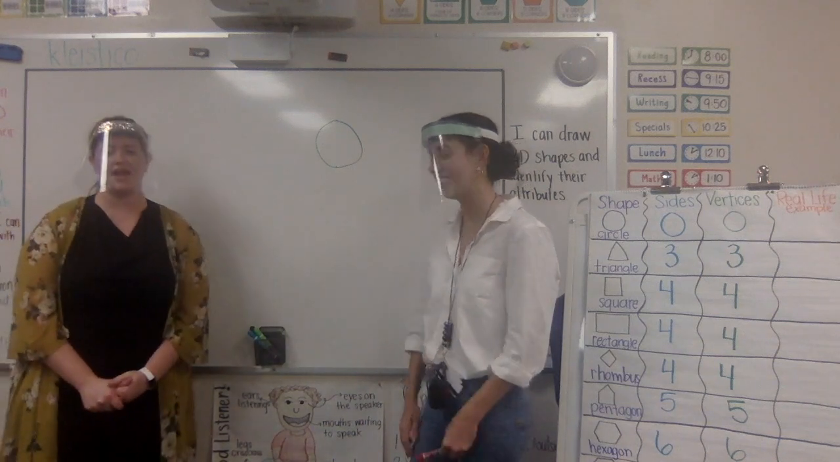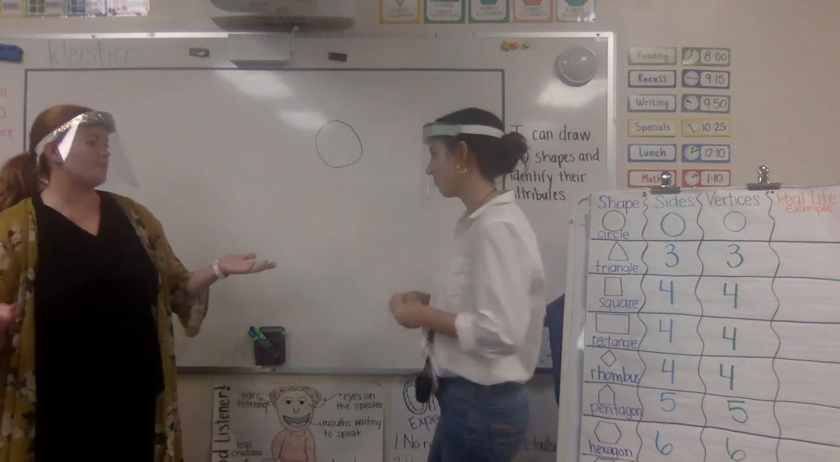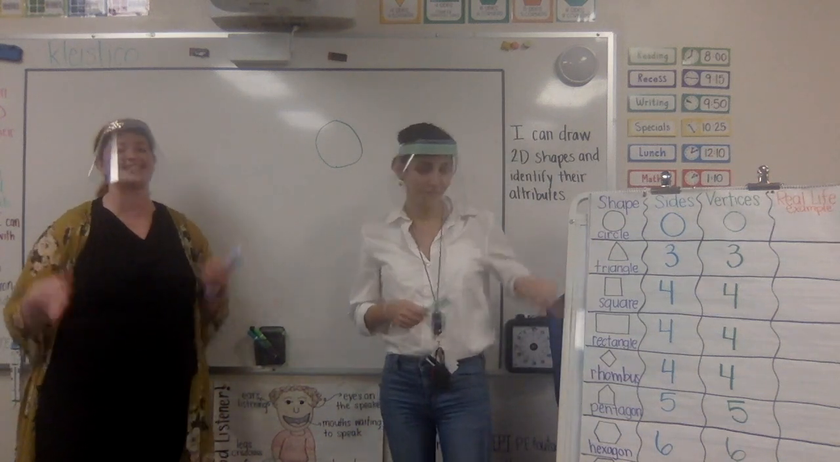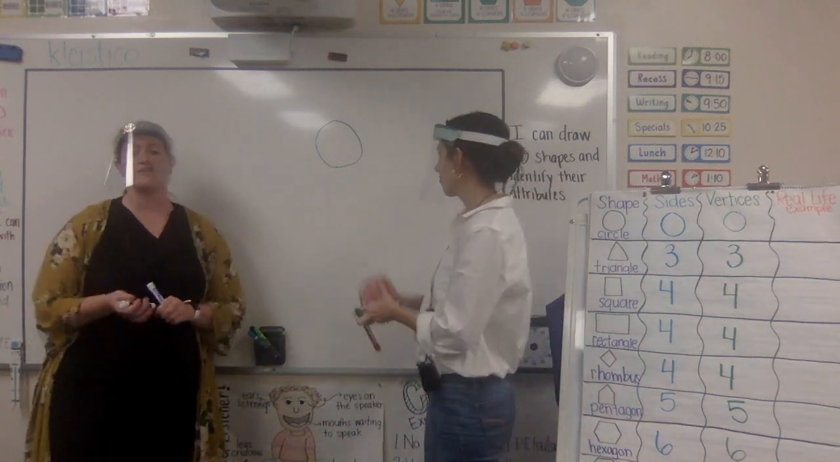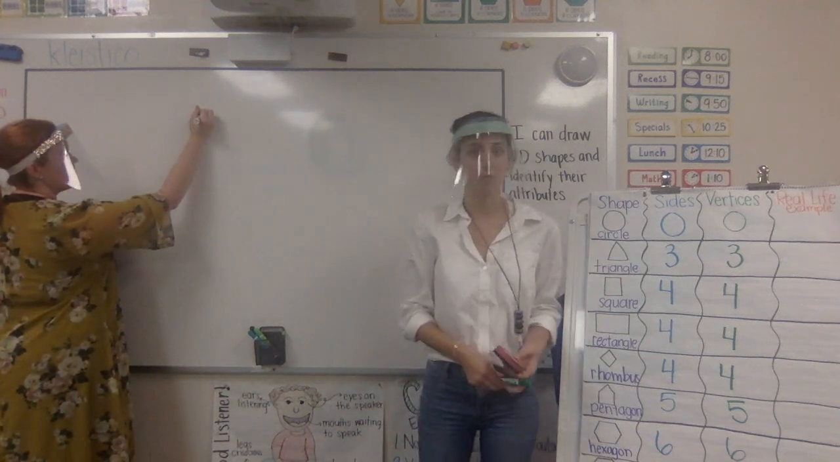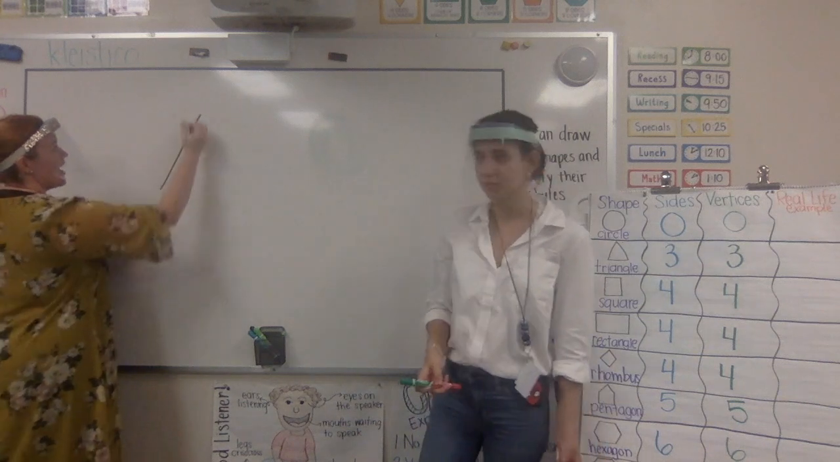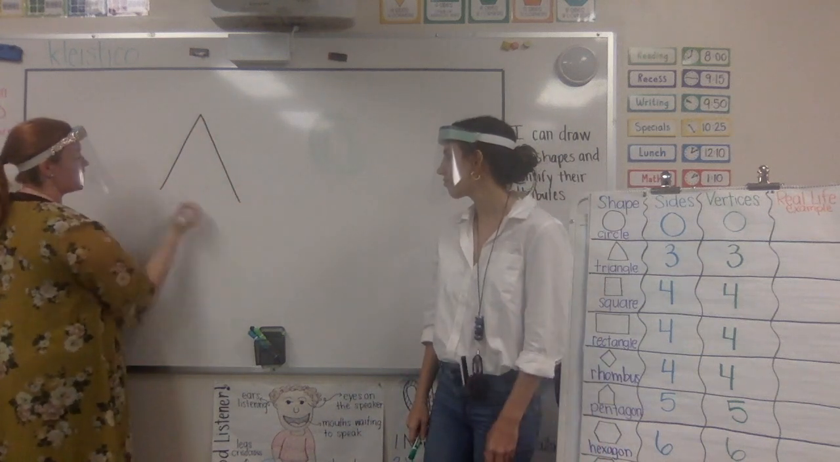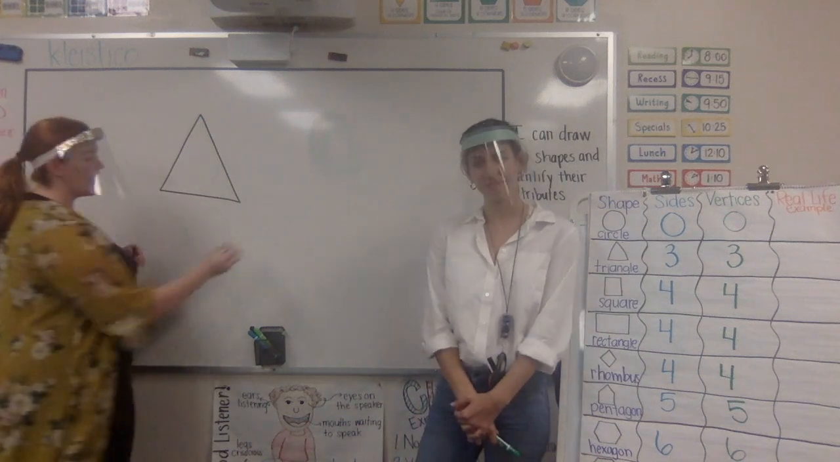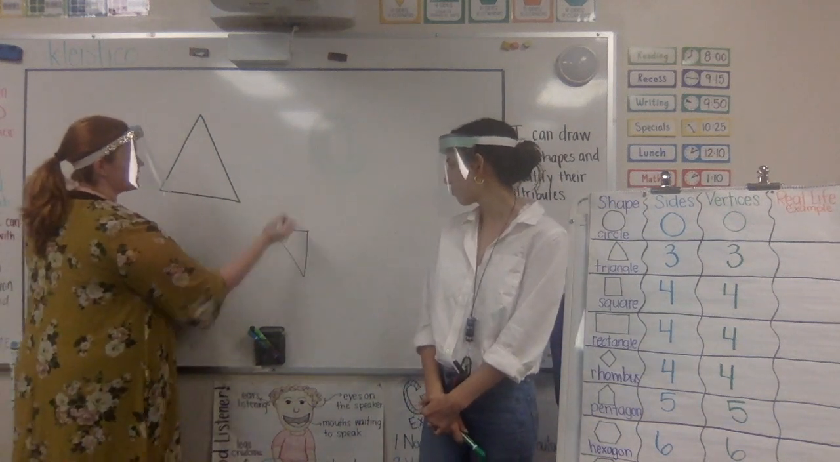Curved line. That's right. Okay, well, the next shape we've been talking about is a triangle. Now, I know a triangle has 3 sides and 3 vertices. So I always start at the top and I make a line sideways and then another line down sideways and then I connect them. Now, I know that a triangle can be a lot of different ways.